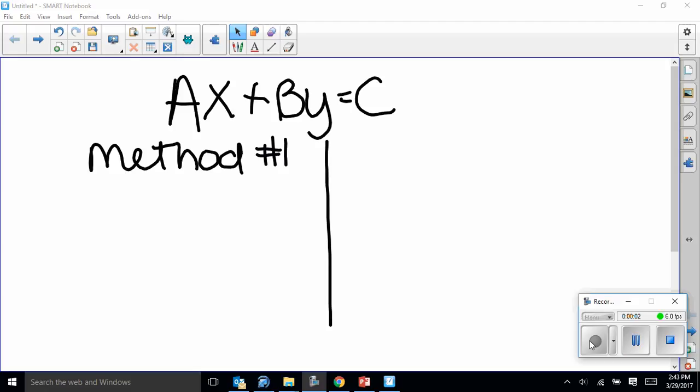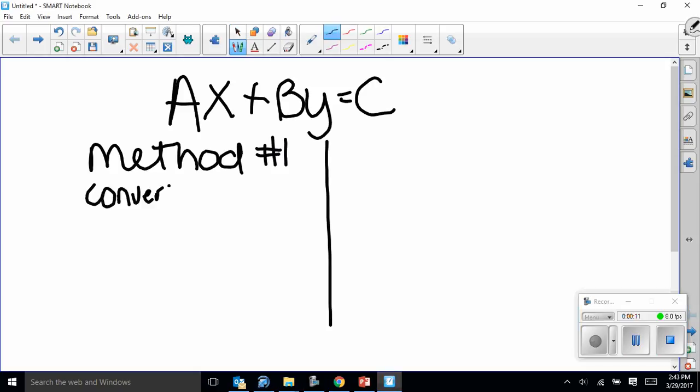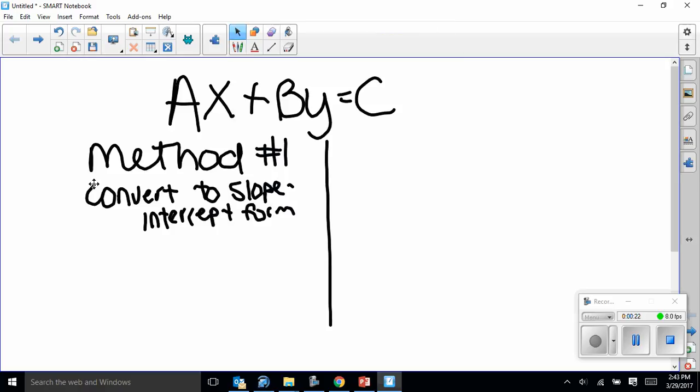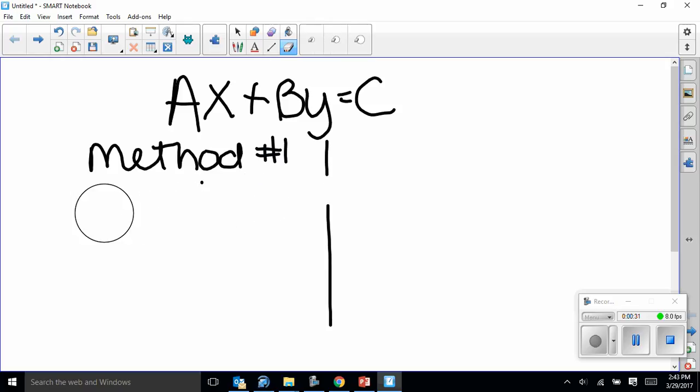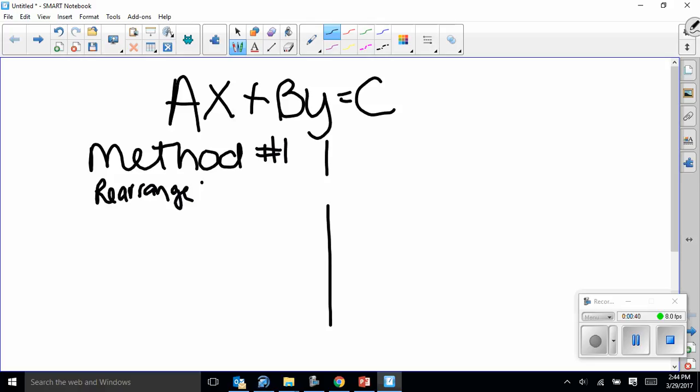So to convert from standard form to a linear form, we're going to convert to slope-intercept form. That's going to go under method 1, convert to slope-intercept form. What is slope-intercept form? Instead of writing it out, what is slope-intercept form? So we are going to rearrange to y equals mx plus b.